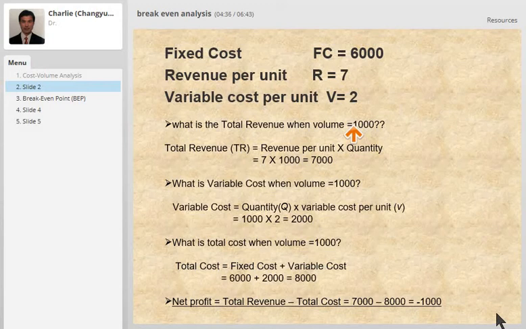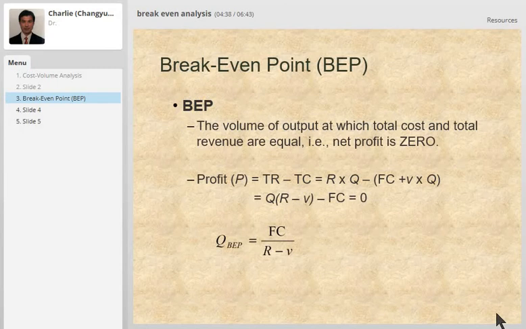Now we want to know when the factory can break even. In other words, at a certain volume, the total cost and total revenue will be equal. The net profit will be 0. In order to solve that, we have profit equals 0. We also know profit equals total revenue minus total cost.